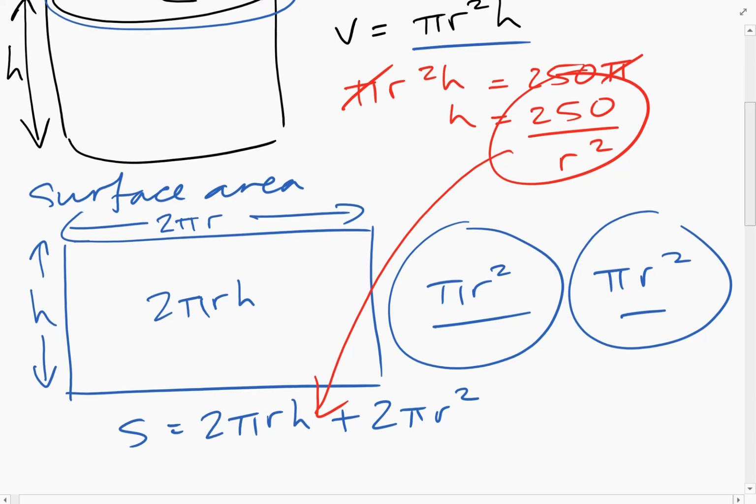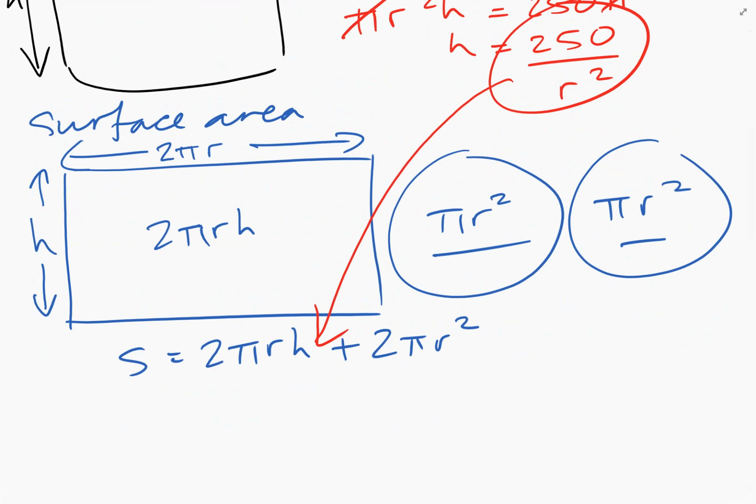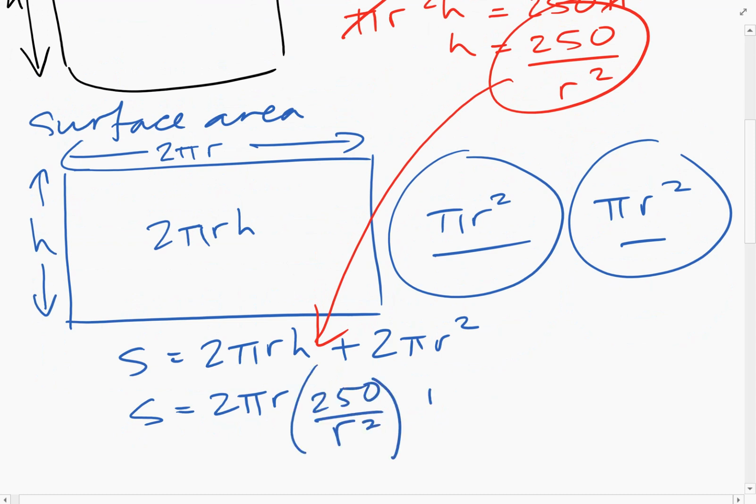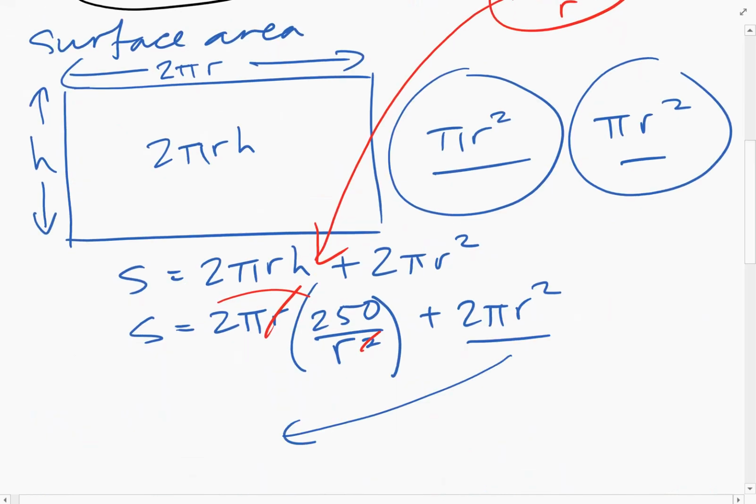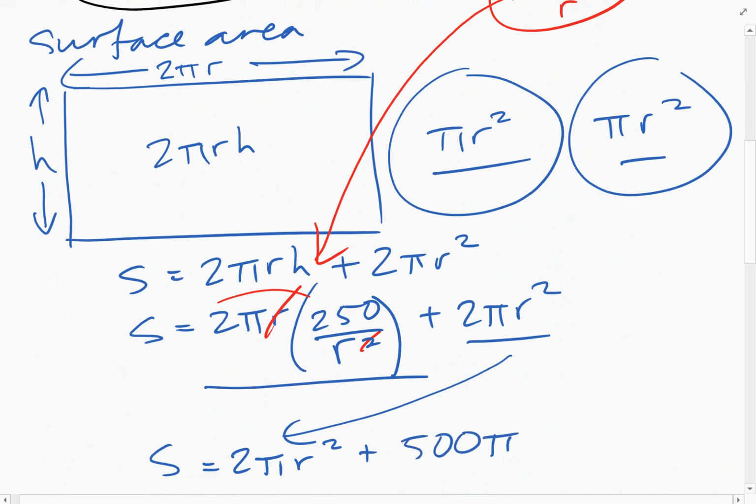So if we do that, we're going to get s equals 2 pi r times 250 over r squared plus 2 pi r squared. And you can see that this r is going to cancel with one of these, and 2 times 250 is going to give us 500. So if we do that, we will get what we've got up here. I think we'll have 2 pi r squared. So this all simplifies to give us 500 pi over r plus 2 pi r squared, which is what we're asked to do in part A of this question.